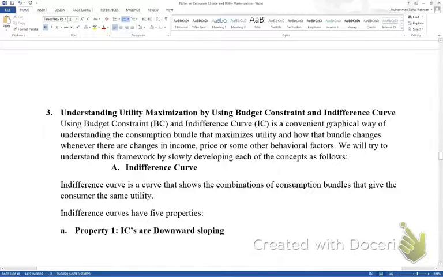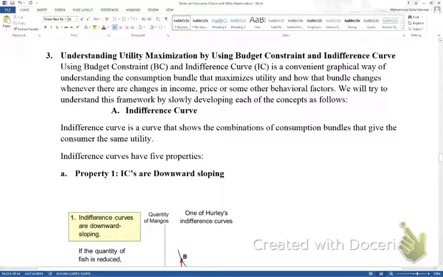The first concept that we're going to talk about today is called the indifference curve. So the indifference curve is a curve. It's a graphical tool, as I mentioned, that shows combinations of consumption bundles that give the consumer same utility.